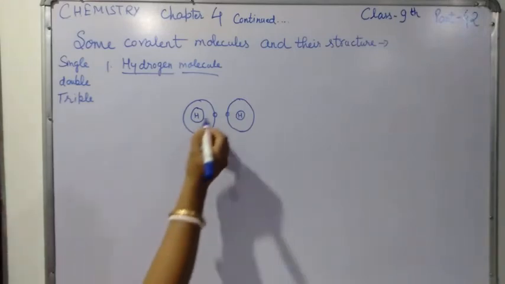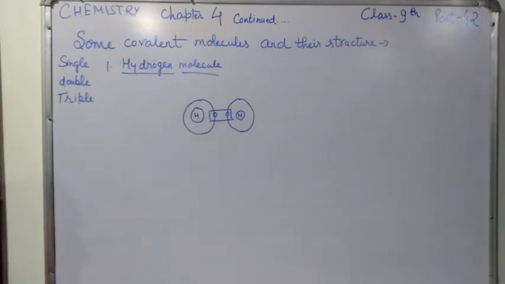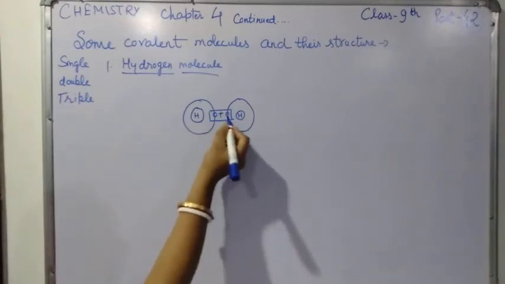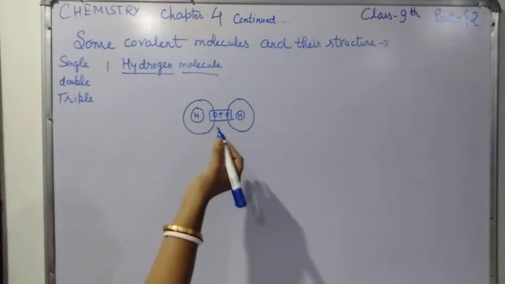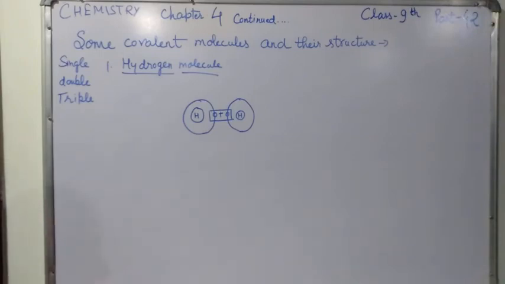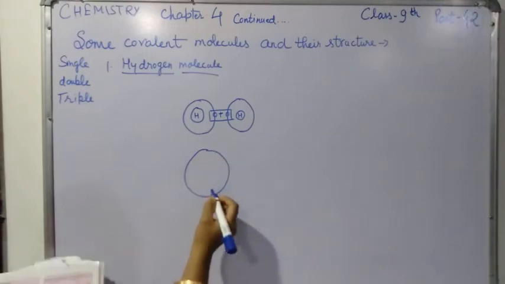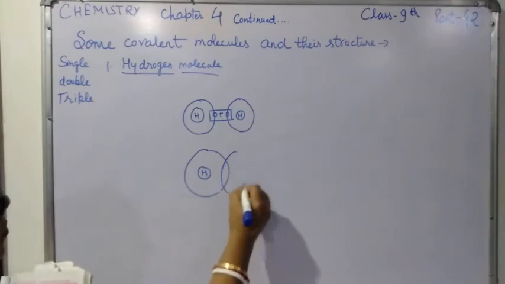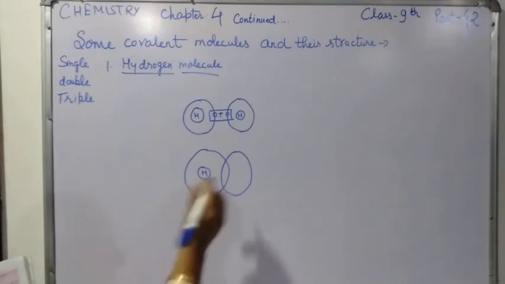So what will they do? They will share both electrons. Now both will get two electrons in their outermost shell and they will get the stable electronic configuration. So after sharing the electrons, their structure will be like this.